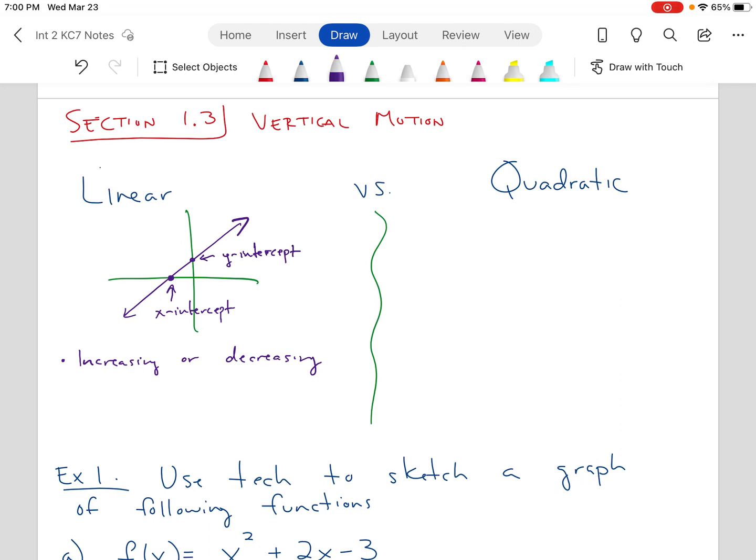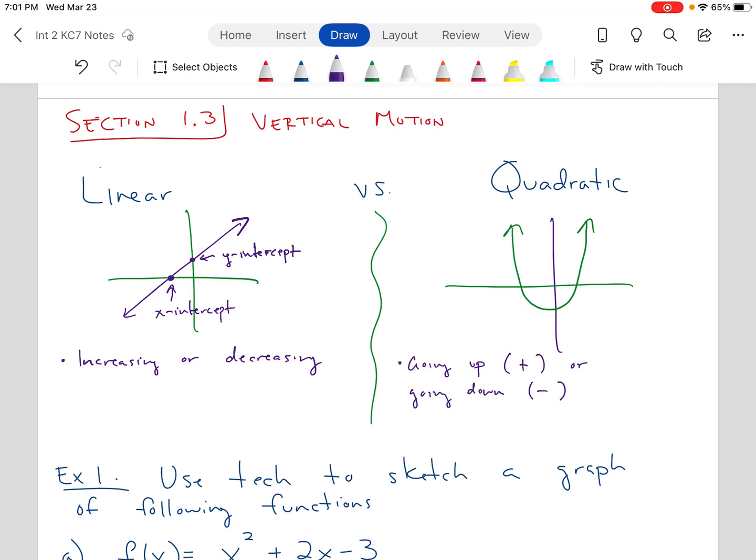Now, a quadratic looks way different. A quadratic function looks like a U. Okay, it's either a U or an upside down U. Okay, so if it is a graph going up, we say it is positive, or going down, then we say it is a negative graph.